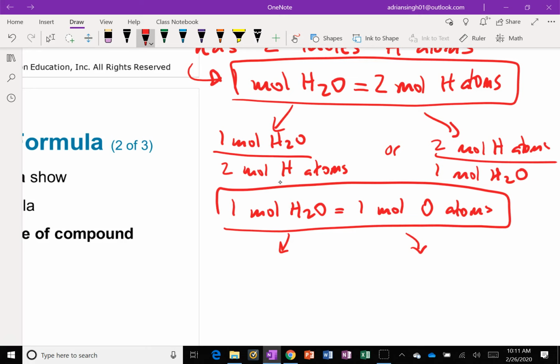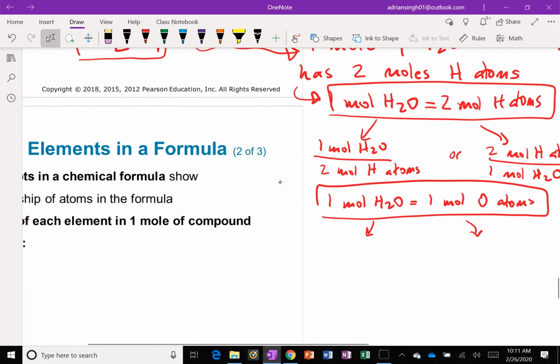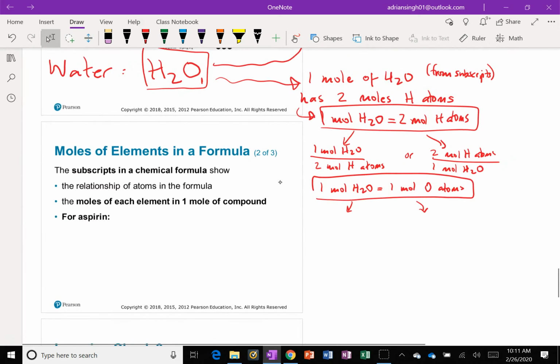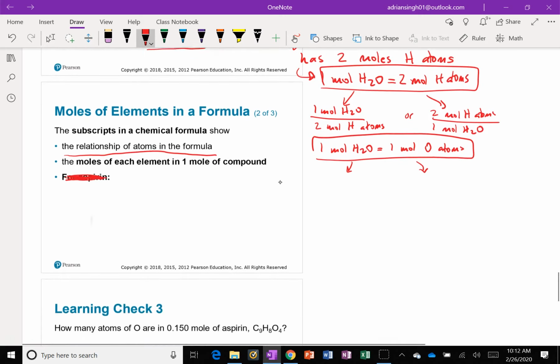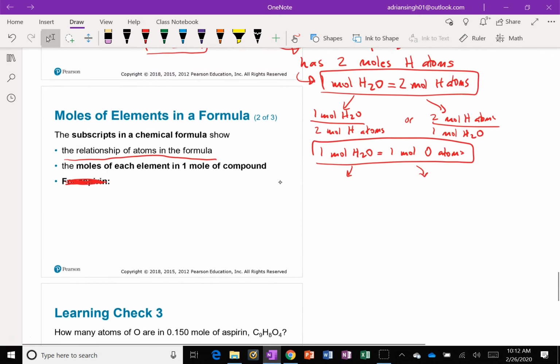All right, so my point here is that when you're given the chemical formula, or if you have to write the chemical formula, the subscripts in that formula give you a ratio or a relationship of the atoms in that formula, and specifically it gives you a mole to mole ratio of each element. In this case for water it's hydrogens and oxygens for every 1 mole of that compound, right? So we looked at, forget aspirin for right now, we looked at H2O for water. We started simple. So let's take a look at how we can use that relationship and do some calculations.